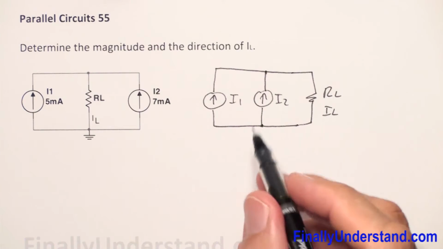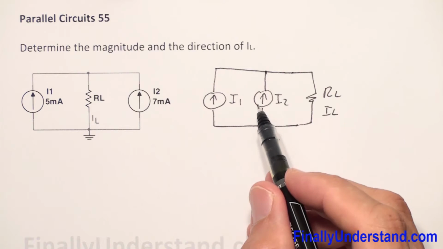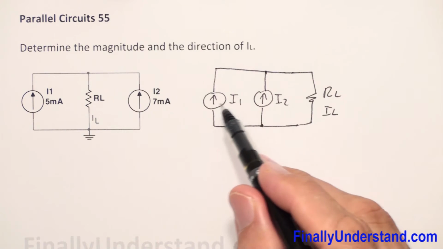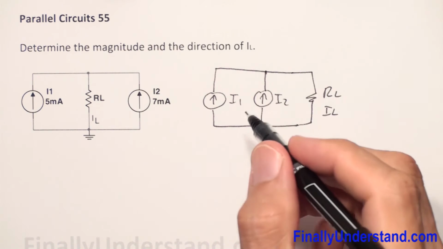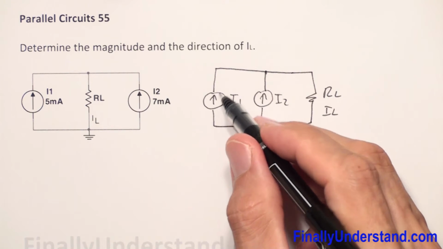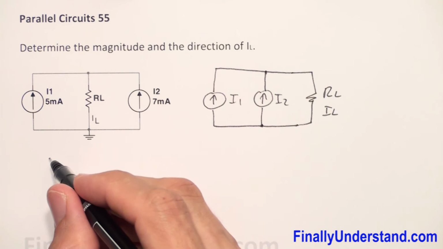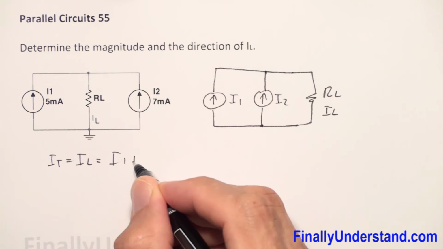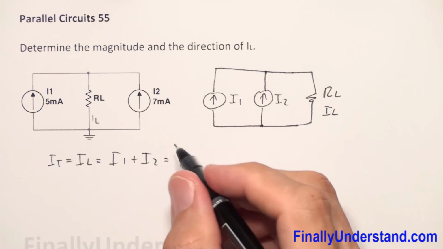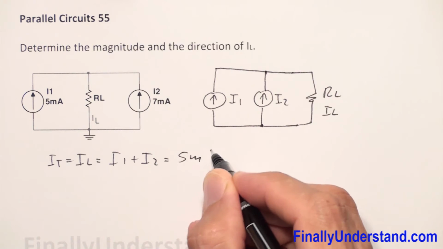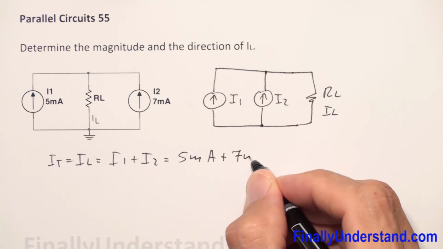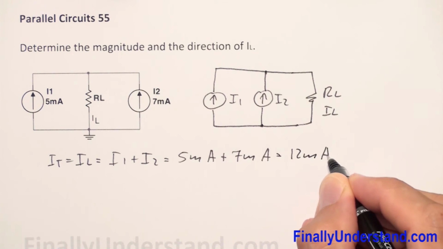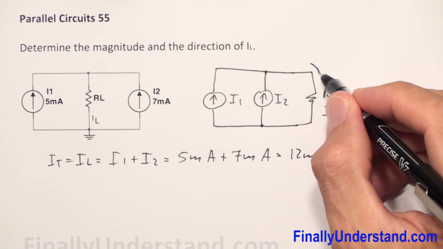So again, when we have two current sources, okay, and as you can see, the direction of both of them are pointing up, so it means we have to add them up because they are going the same way. So we have I total, which is equal IL, is equal I1 plus I2. In this case, this is equal 5 milliamps plus 7 milliamps. 5 milliamps plus 7 milliamps is equal 12 milliamps, and the current is going to flow this way.